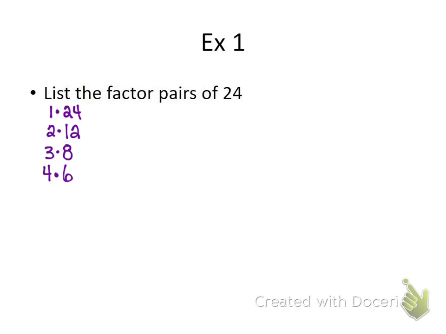What about 6? Yeah, but we've already used it, right? So once we repeat numbers, we have found all the factor pairs. So the factor pairs of 24, all the numbers that I can use to multiply together to get 24, are listed right there.